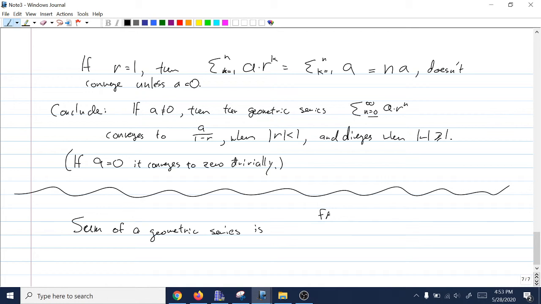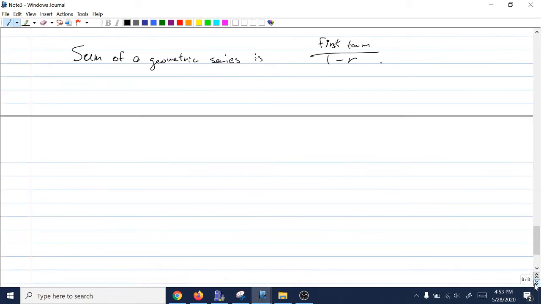is first term over 1 minus r. So for example, if you hand me the sum from k equals 3 to infinity of 1/2 to the 2k plus 1, maybe not use 1/2, let's make it 1/3. This is gross. I got all sorts of junk going on. One, this turns out to be geometric.